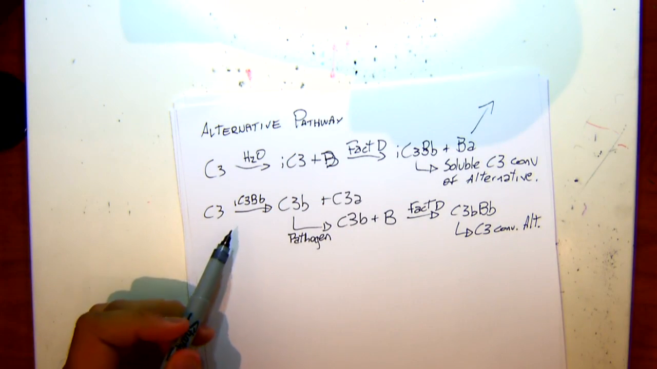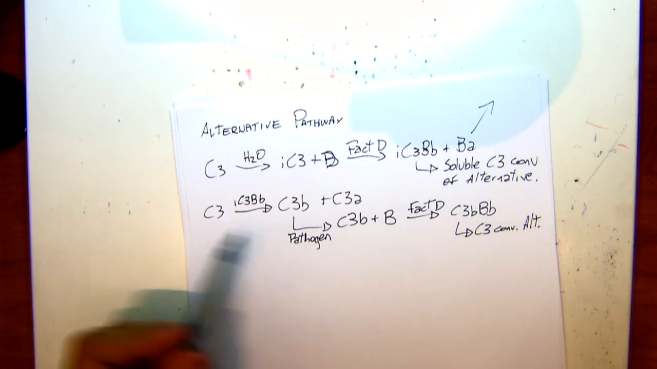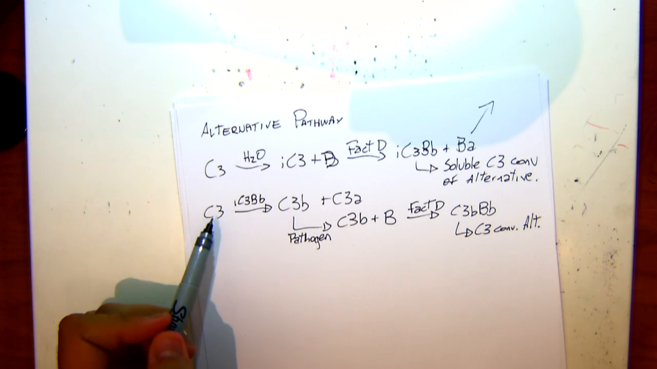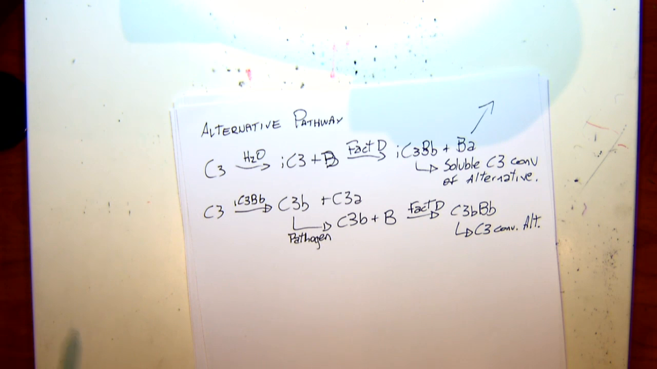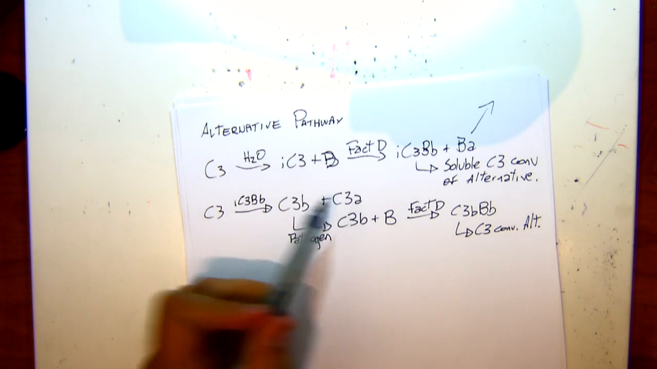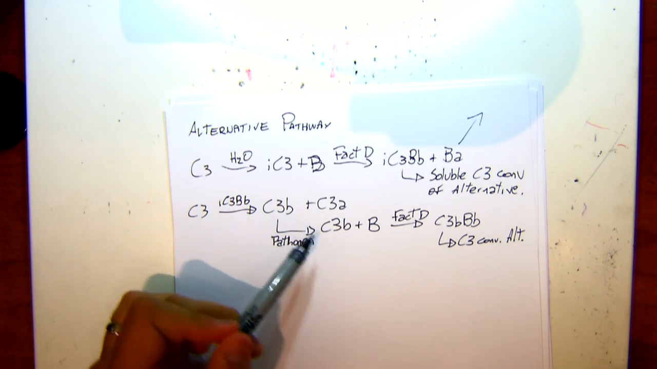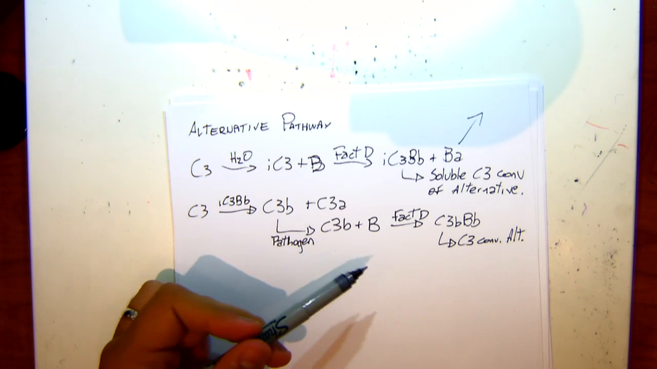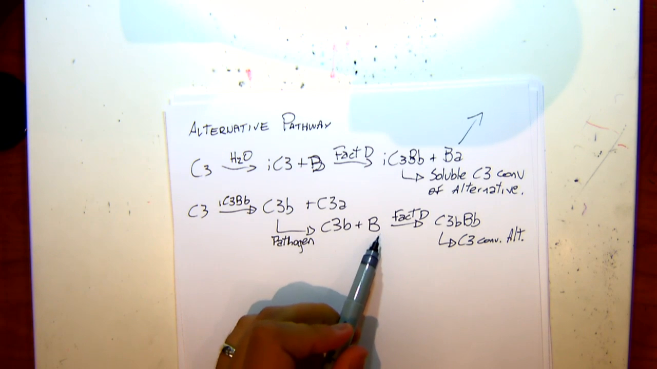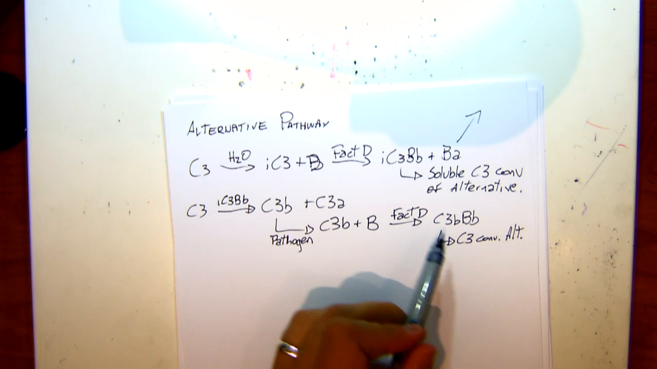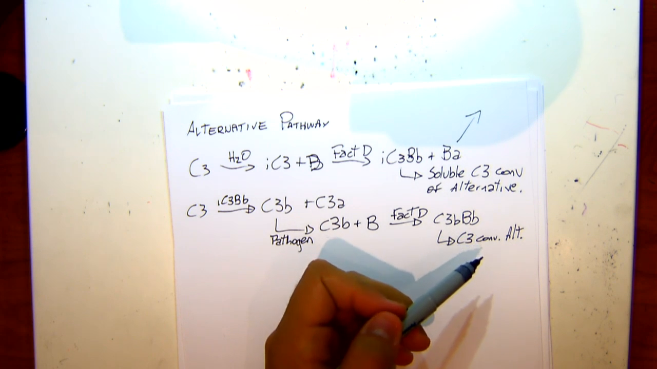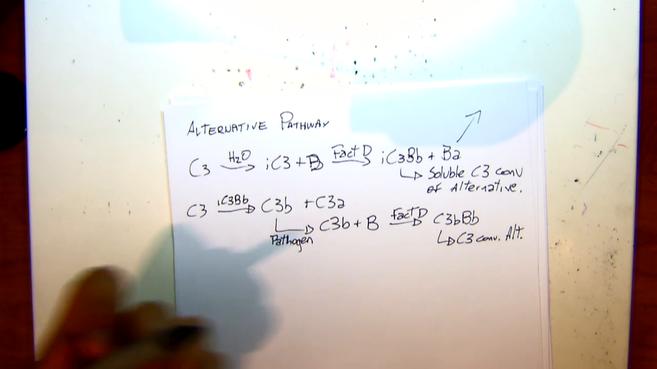So once the soluble C3 convertase is formed, the soluble convertase will cut C3 again that's still floating around near a pathogen and a tissue or whatever, and it's going to cut it into C3a and C3b, and then C3b can join another B, and B will be cut by factor D into C3b, big B, little b, which is going to be your C3 convertase of the alternative pathway.